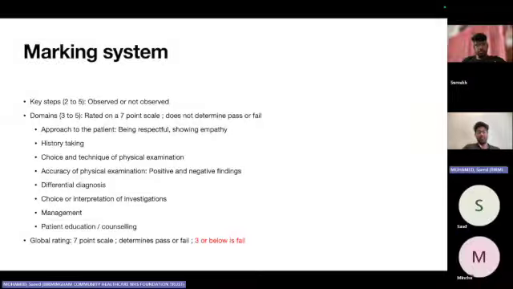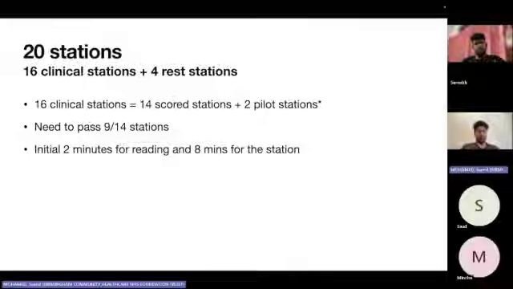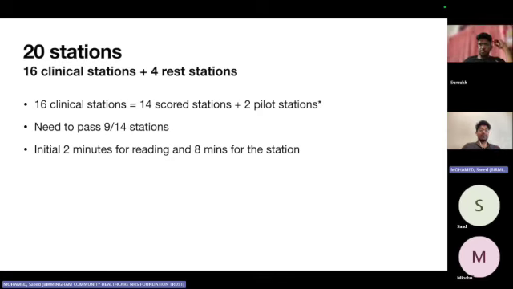And remember, how many stations did you have to pass the exam? That's 9. You have to pass 9 or above stations to pass the exam. It's not that difficult. Passing 9 stations can be done.